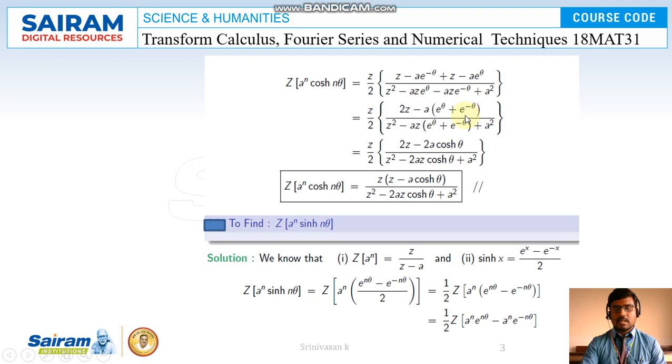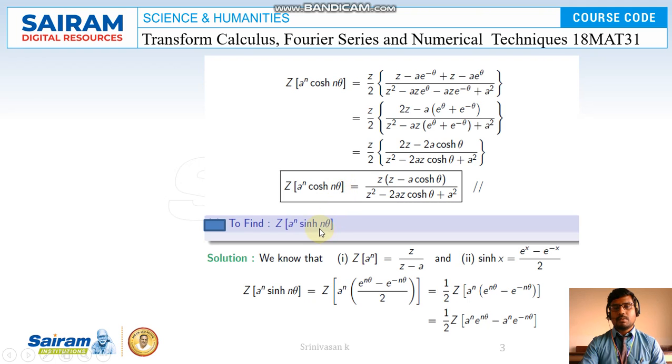What is cosh theta? Cosh theta equals e power theta plus e power minus theta divided by 2. So the value e power theta plus e power minus theta is 2 cosh theta, in both the numerator and the denominator. So the numerator is 2z minus 2a cosh theta, and the denominator is z square minus 2az cosh theta plus a square. This is our required Z transform of a power n cosh n theta.